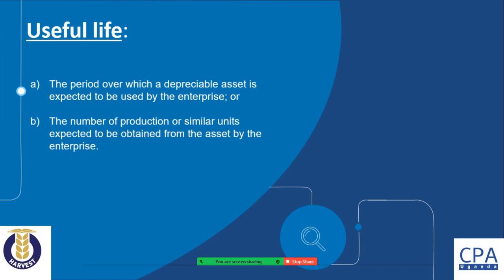Useful life. Examiner may want you to define what is useful life. The period over which a depreciable asset is expected to be used by the enterprise, or the number of production or similar units expected to be obtained from the asset by the enterprise. Now, what I need to mention here is that useful life is estimated. That's why we are using the word expected.